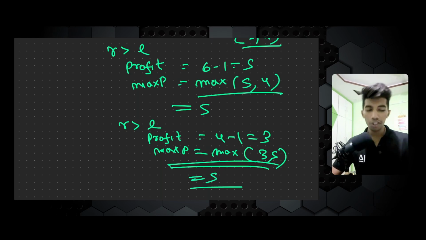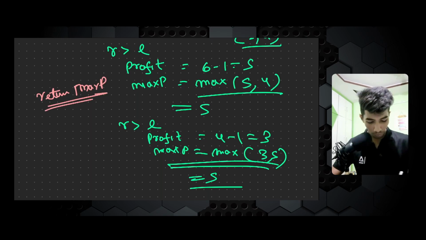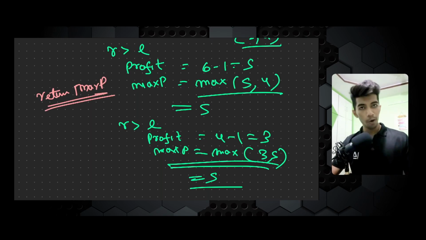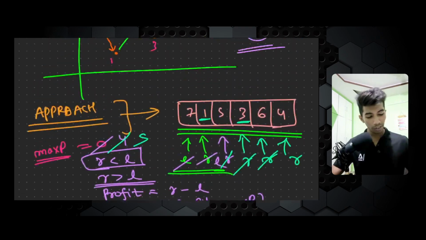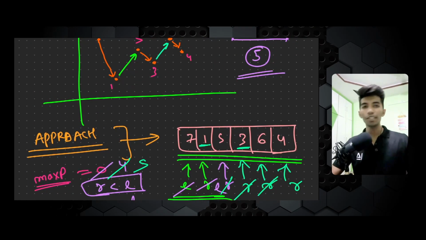So when I reach the end of this array, I will simply return the max profit. So that's how we will solve this problem. This is a very simple, beginner friendly problem. I have created this video individually on it so that you can understand this problem in a better way, that why we buy and sell stock actually.